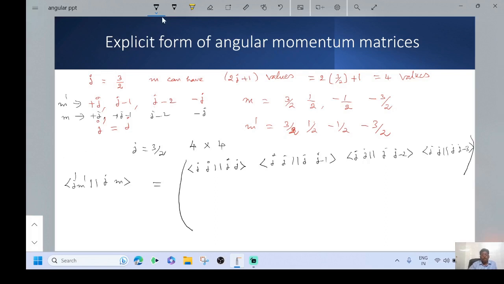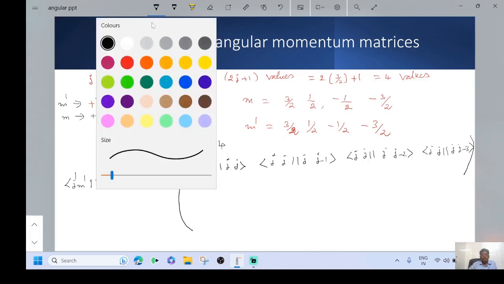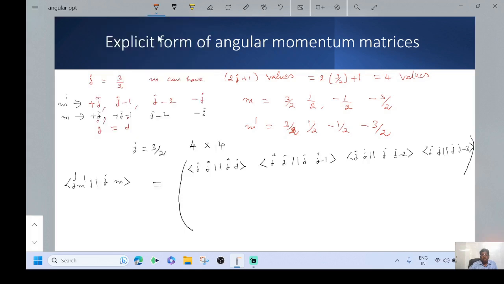See here, this is m dash, this is m. Throughout the row, the value of m dash is j, but m is changed: j, j minus 1, j minus 2, j minus 3. Now write down the second row.